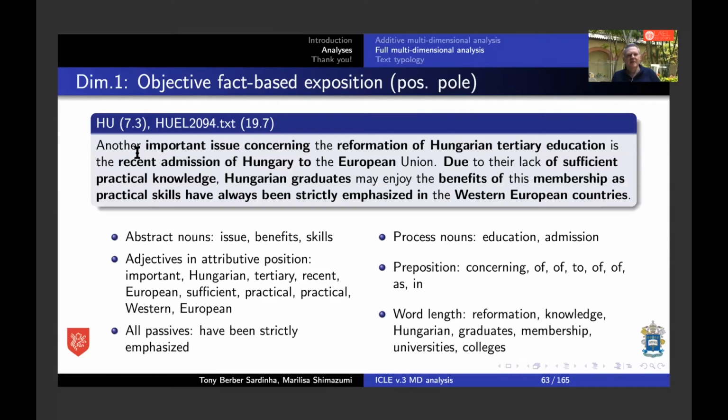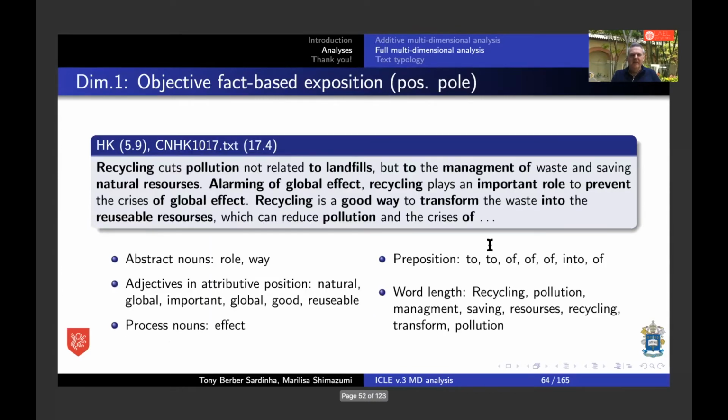Here's a text from Hungary. If you read this, you'll see there's lots and lots of information about the Hungarian tertiary education system, and there's a lack of sufficient practical knowledge and so on and so forth. Here's one from Hong Kong. The student is talking about recycling and the relationship of recycling to pollution and the landfills and waste management, things like that.